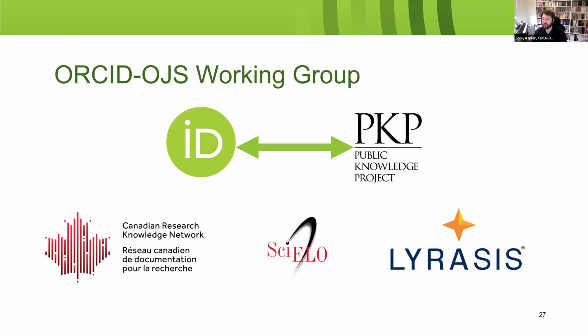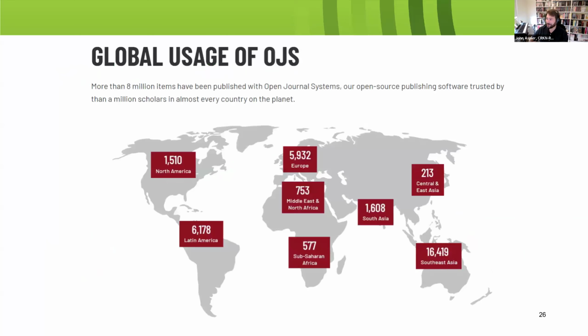And I really do just want to highlight that although PKP is a Canadian organization and OJS is from Canada, it really is a global tool. And anything we do in Canada also benefits folks who are using this all around the world.